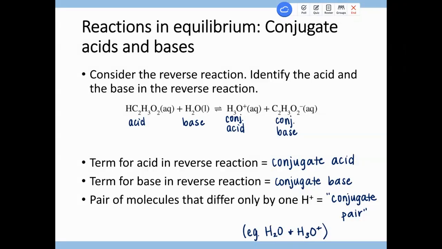And then one of them is the conjugate. So in this example, H2O is the base. Well, then H3O+ is the conjugate acid. The first molecule is the acid. The last one is the conjugate base. So they are a conjugate pair. One's an acid, one's a base.